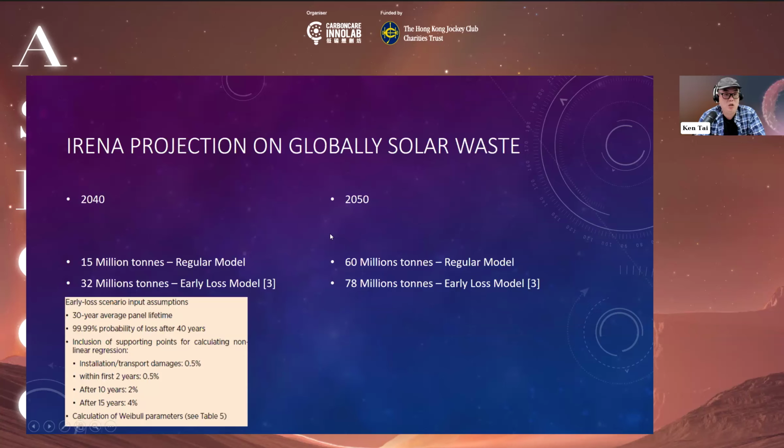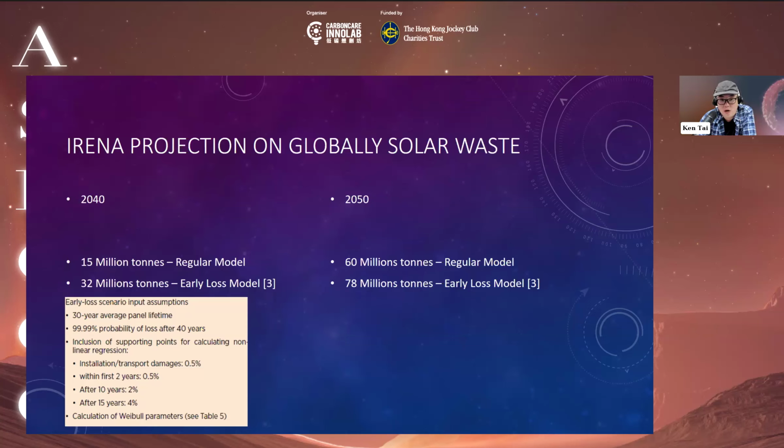Actually, not really. The issue is actually more urgent than it sounds. The above figure, 50 million and 60 million, given by IRENA, was based on a regular loss model. I skipped too fast. But you can see in the assumption during the regular loss model, they assume most PV can reach their full lifespan, which is like 30 years. And not only until 40 years, 99% of the PV panels will be discarded. So this is more like a very optimistic case.